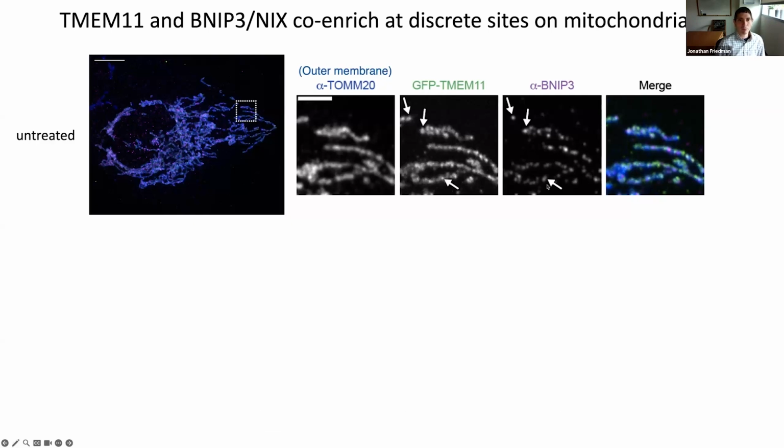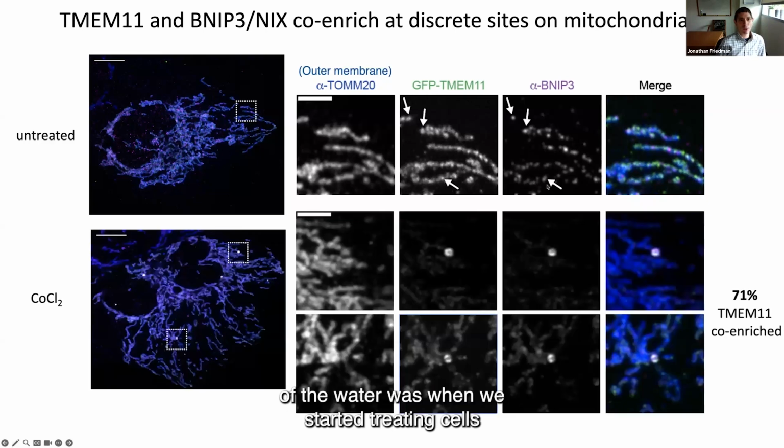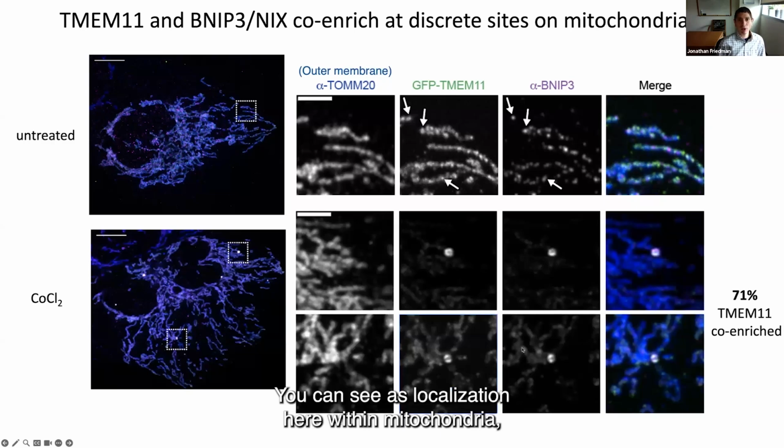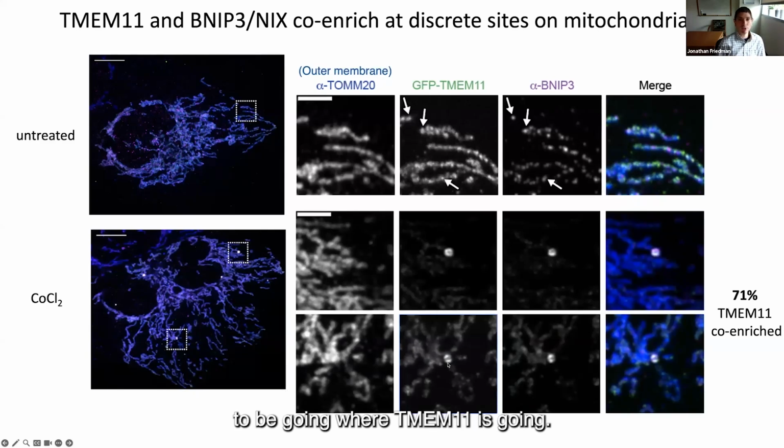But the thing that shot the model out of the water was when we started treating cells with cobalt chloride. And what we saw was that BNIP3 would redistribute within the mitochondrial network. You can see its localization here within mitochondria, but also it really discretely enriched into these large punctate structures. And what we also saw that was really exciting to us was that TMEM11, instead of releasing these proteins, seemed to be going where BNIP3 was going.